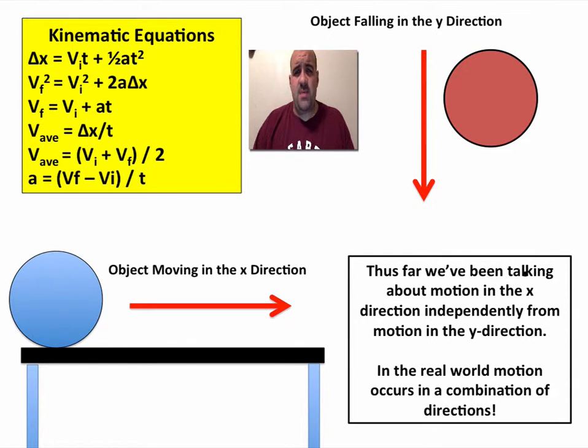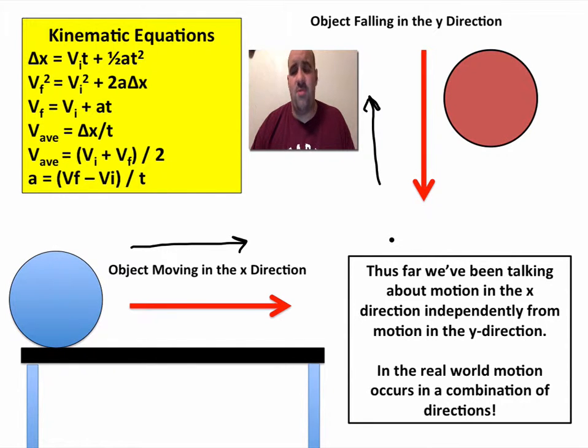Thus far in physics, we've been using the kinematic equations a lot. We've studied motion, and we've really been concerned with motion in one direction. We may have had an airplane accelerating on a runway in the x direction, and we talked about free fall, and objects being thrown up and objects being dropped. And we've really been looking at motion isolated.